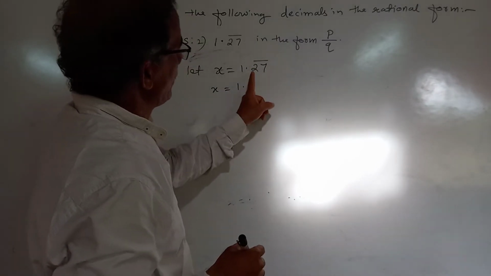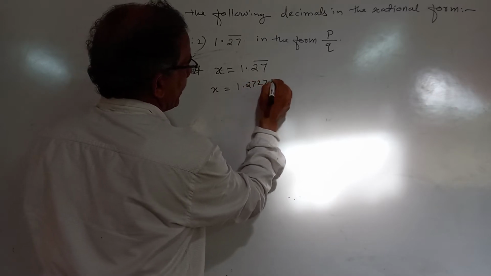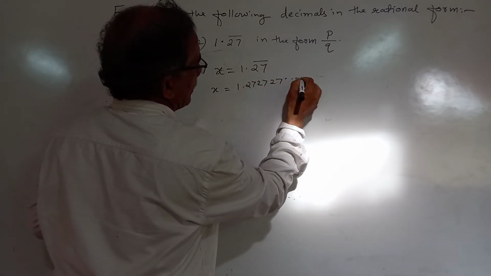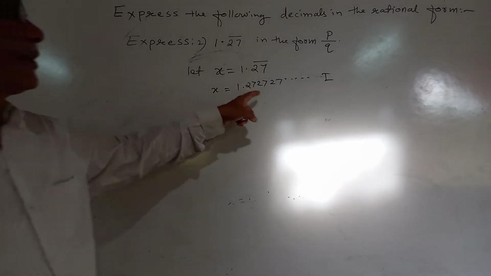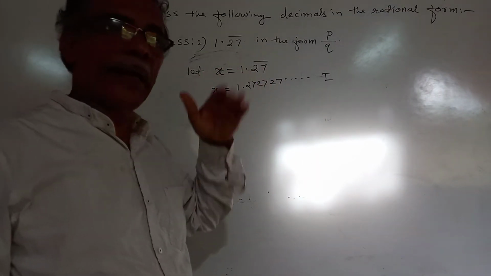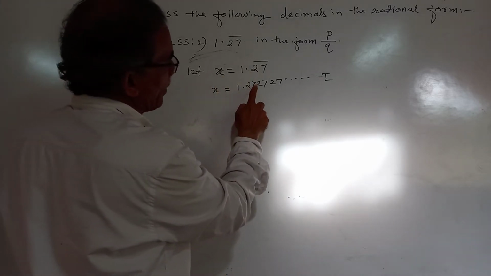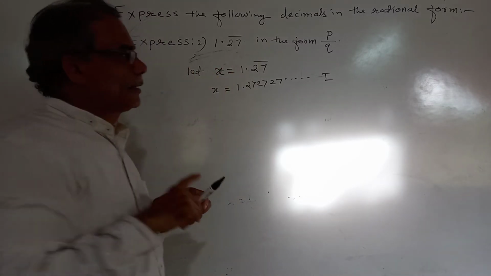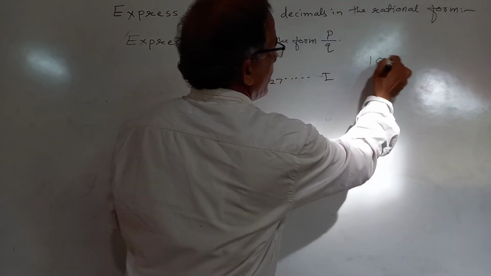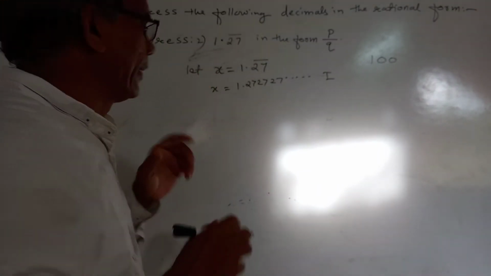Now see this recurring on 2 digits, 27 means 27, 27, 27 like this. So this decimal expansion is given, and we have to find which division gives this answer. Here how many digits recur? 2727 means 2 digits recur. So for 2 digits recurring, on 1 you put 2 zeros, it becomes 100. You have to multiply both sides by 100.